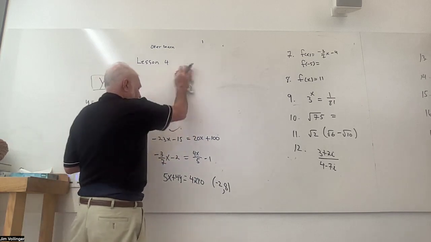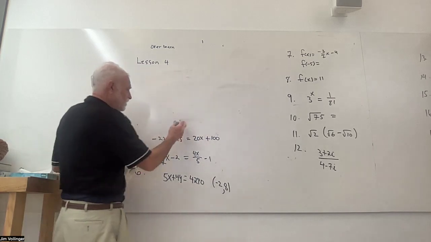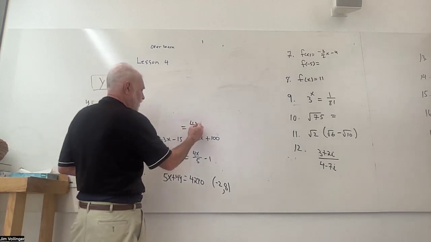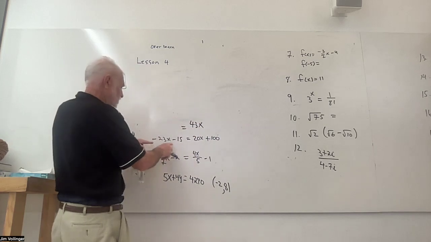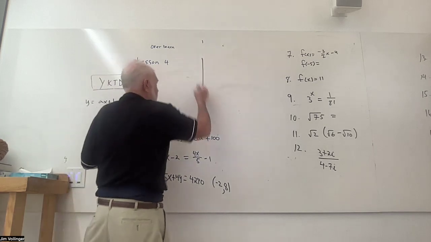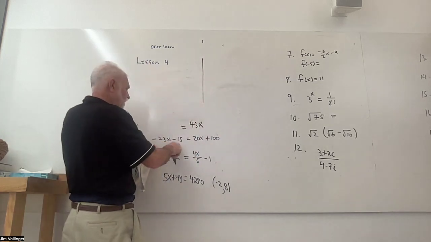All right, next problem. I don't like dividing by negatives. 43x. Oh, let's find out what the answer is approximately without. So from a graphical standpoint, minus 23x minus 15.